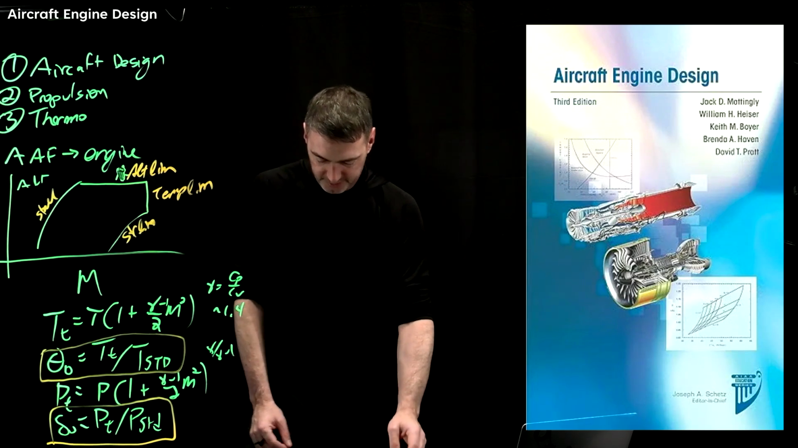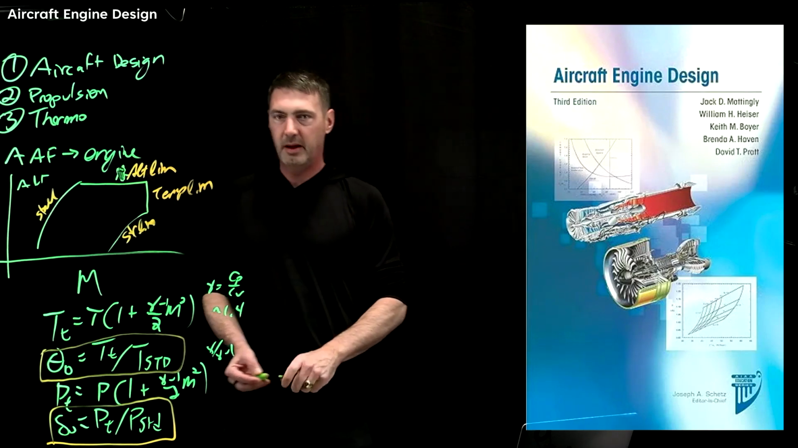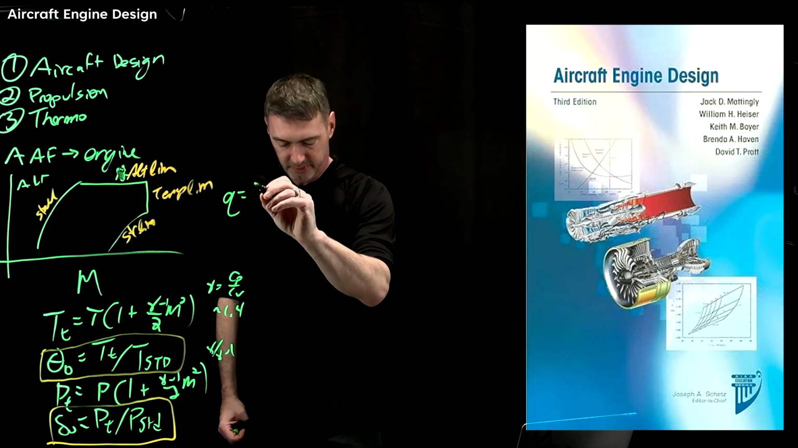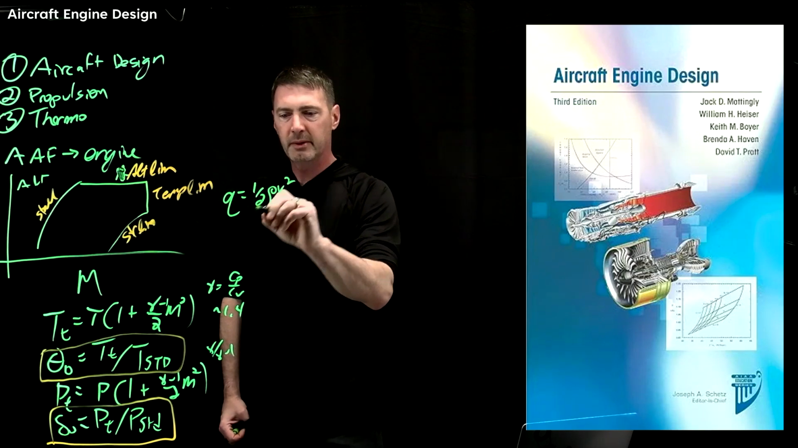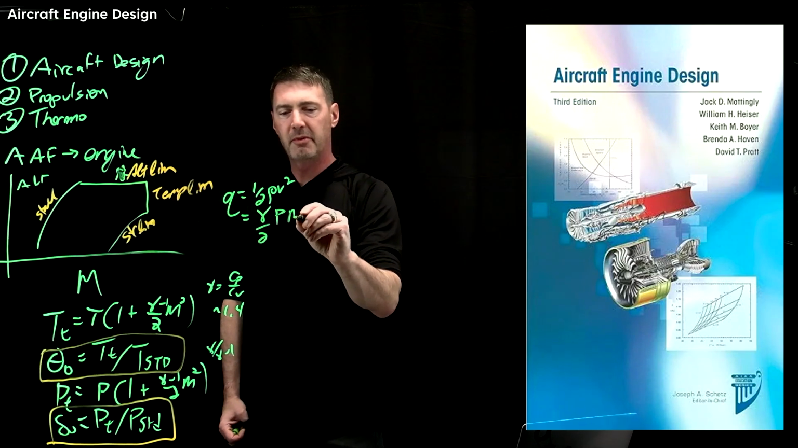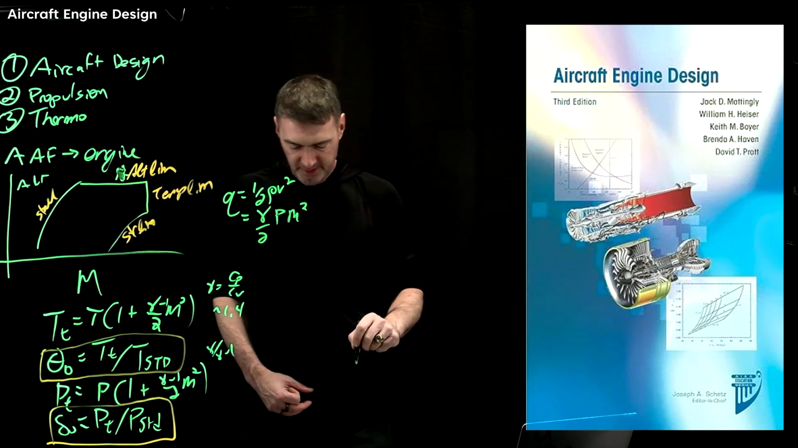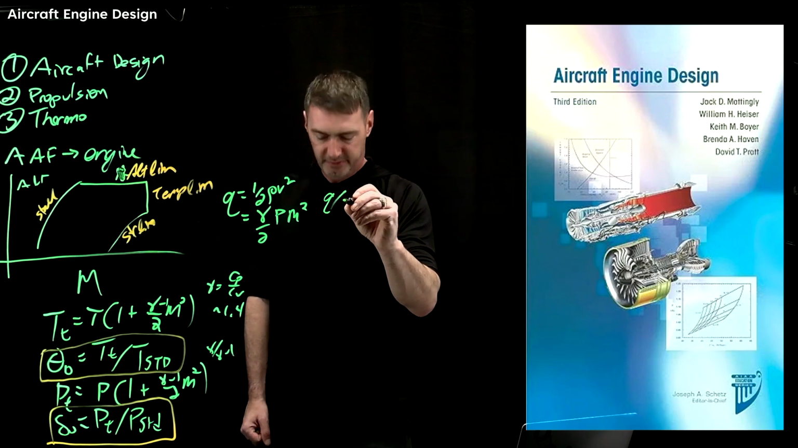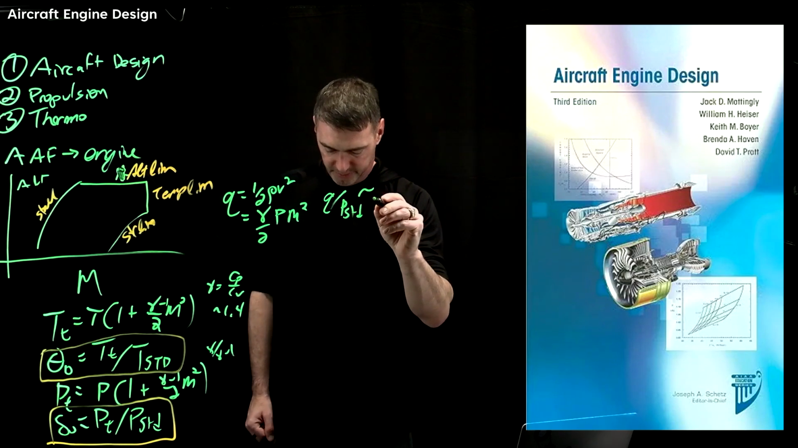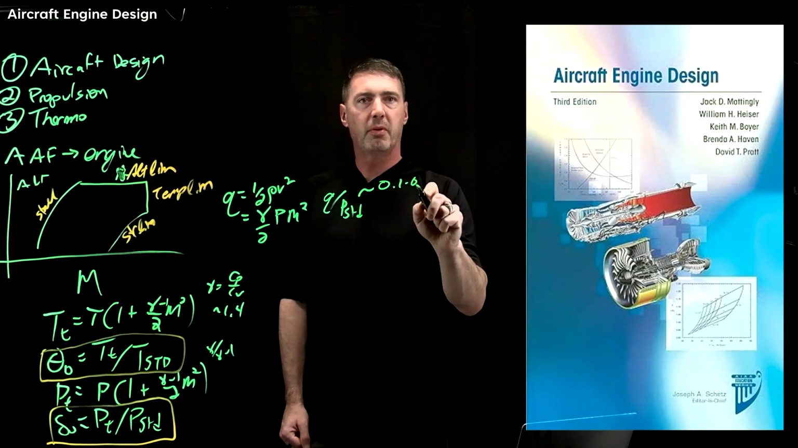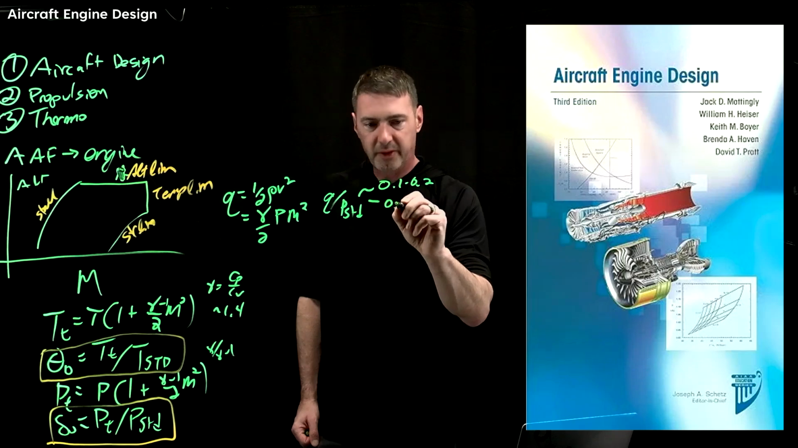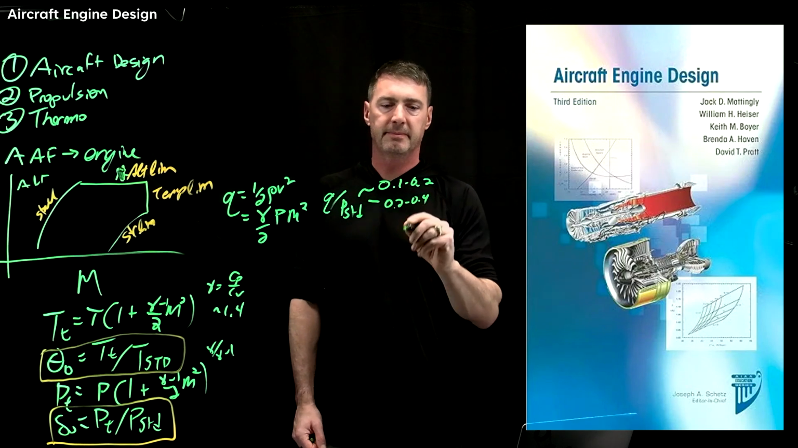And then just for reference, the other thing we talk about is dynamic pressure, which is normally labeled as Q. That is 1/2 rho v squared, and if you convert this, that's gamma over 2 times pressure times Mach squared. Same thing. If you take Q divided by the standard pressure, this is usually in the realm of 0.1 to 0.2 for commercial aircraft, and 0.2 to 0.4 for fighters.